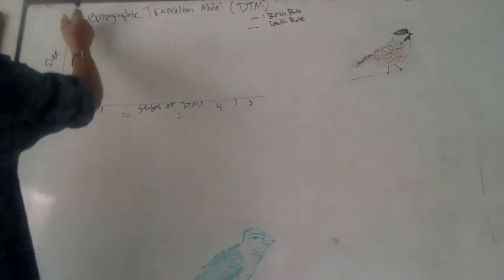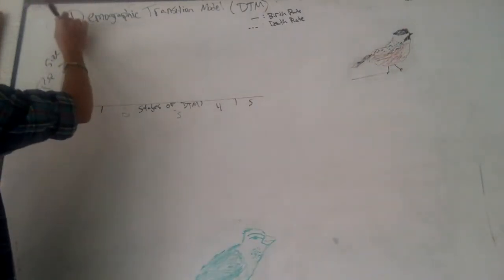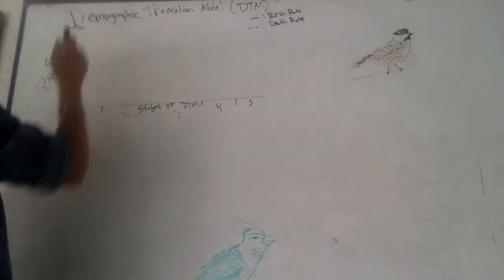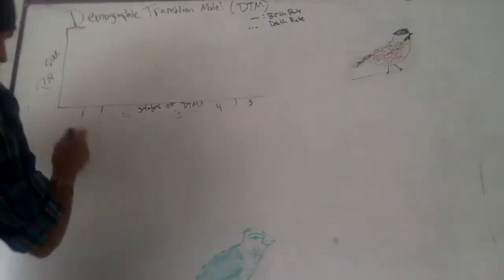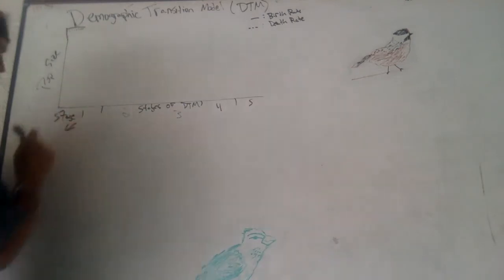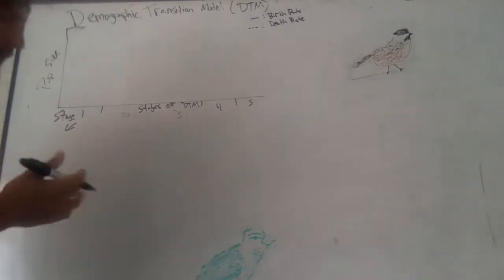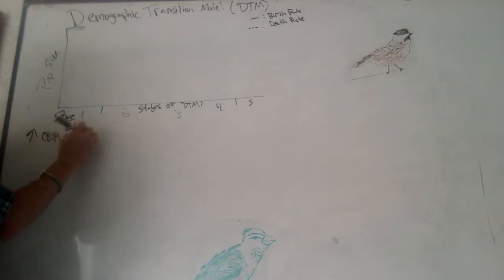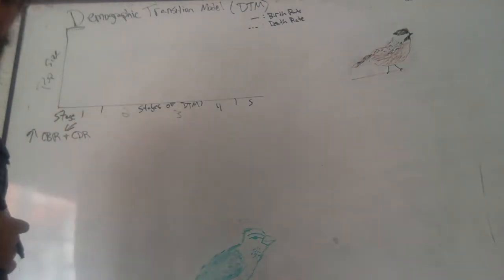So we're starting off in developing countries. We have really, really high birth rates and also really, really high death rates, right? So some factors of stage 1. These are all the different stages again. Some characteristics. We have, again, really high birth and death rates, really high CBR and CDR, crude birth rate and crude death rate.